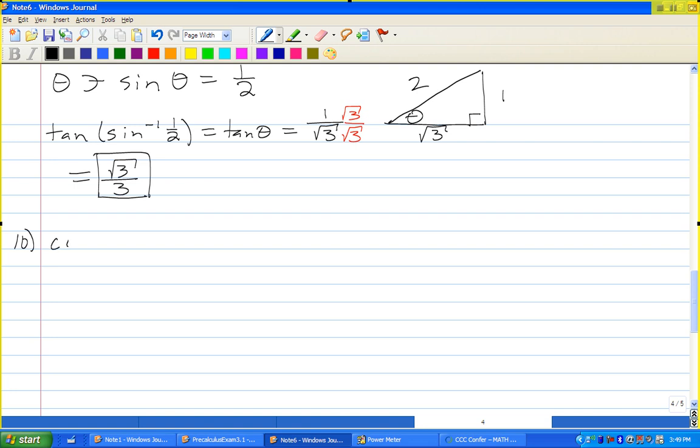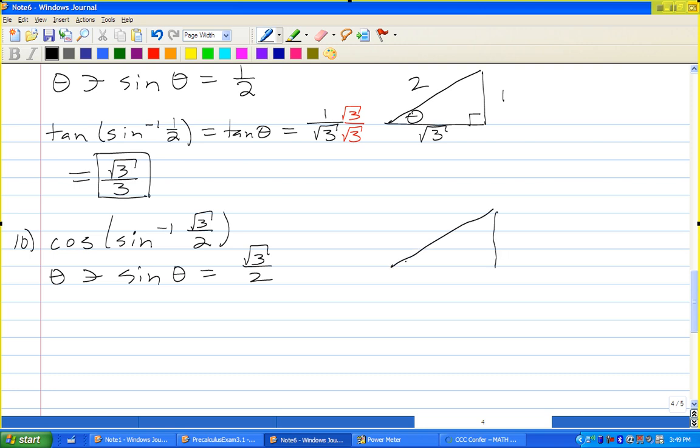Cosine of sine inverse rad 3 over 2. So again, you want to find theta such that sine theta is rad 3 over 2. So it's again the same triangle. And so sine is opposite over hypotenuse. And so let's do the cosine of sine inverse rad 3 over 2.